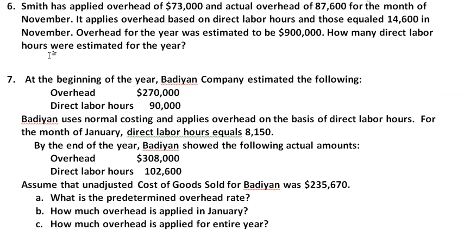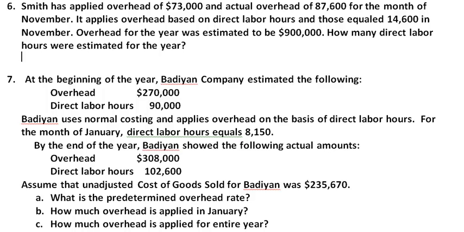Question number 6 says that Smith has applied overhead of $73,000 and actual overhead of $87,600 for the month of November. It applies overhead based on direct labor hours, and those were $14,600 in November. Overhead for the year was estimated to be $900,000. How many direct labor hours were estimated for the year?